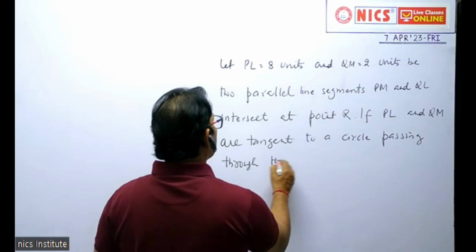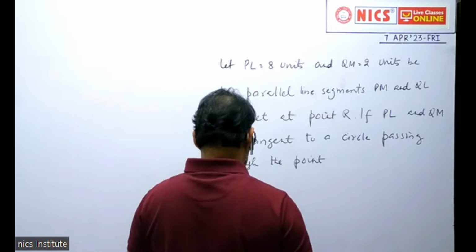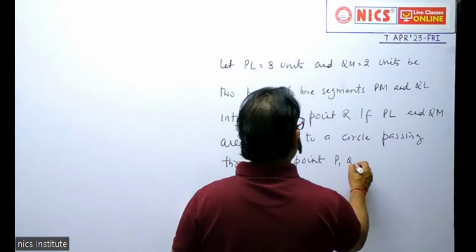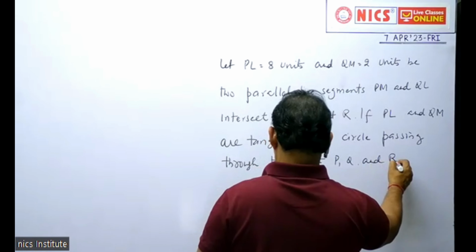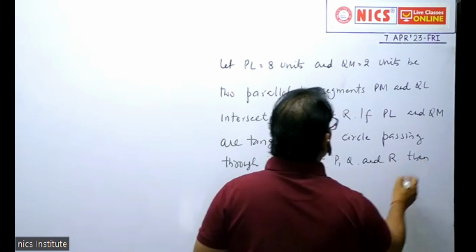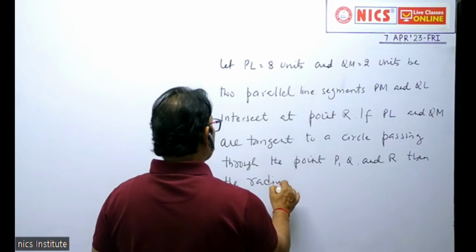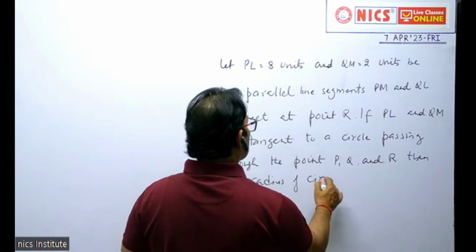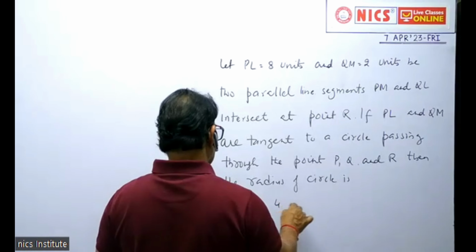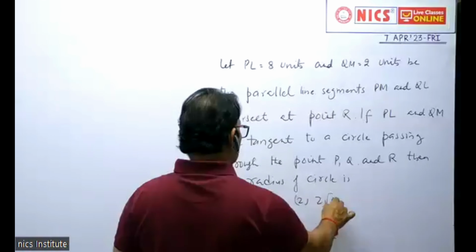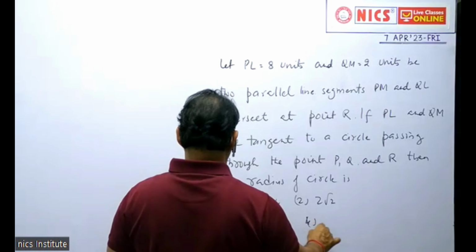Passing through the point P, Q, and R. Then the radius of circle is? The options are 4, 2 root 2, 2, and root 2.